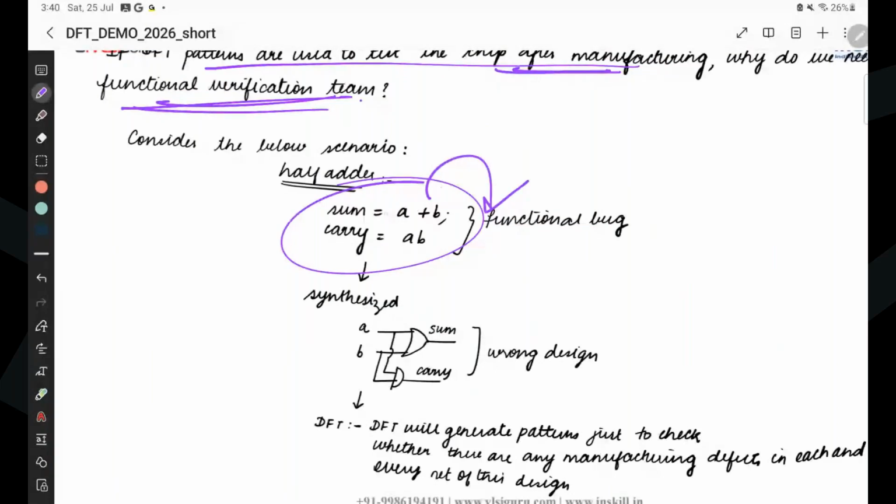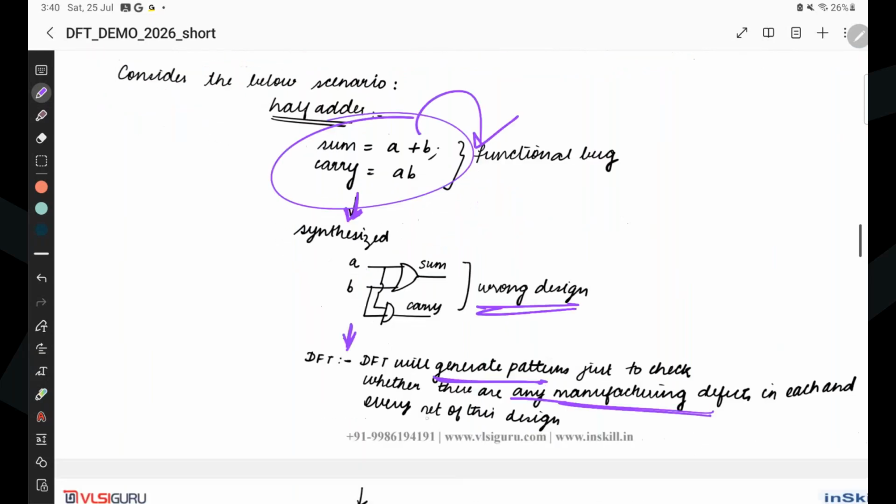Now, for the time being, consider that there is no functional verification team. So directly the design has got synthesized. This wrong design has got synthesized, and this design is given to the DFT team. The DFT team will be generating patterns just to check whether there are any manufacturing defects in each and every net of this design.